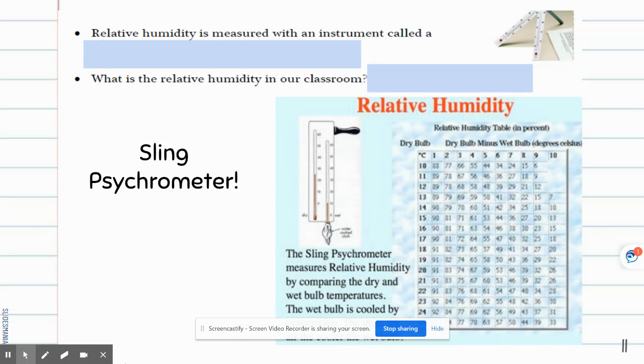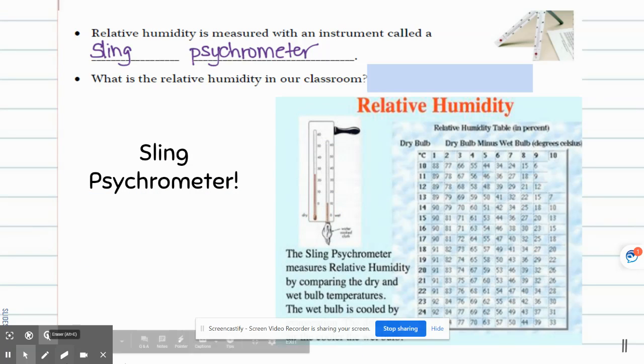Relative humidity is measured with a scientific instrument called the sling psychrometer. And we used one in class, and you take two readings off of the two thermometers. There's a dry bulb and a wet bulb. The wet bulb has a little piece of fabric on it that's wet. And then you literally sling it around and record the temperature. In our classroom, it was 20 degrees Celsius on the dry bulb and 14 on the wet bulb.